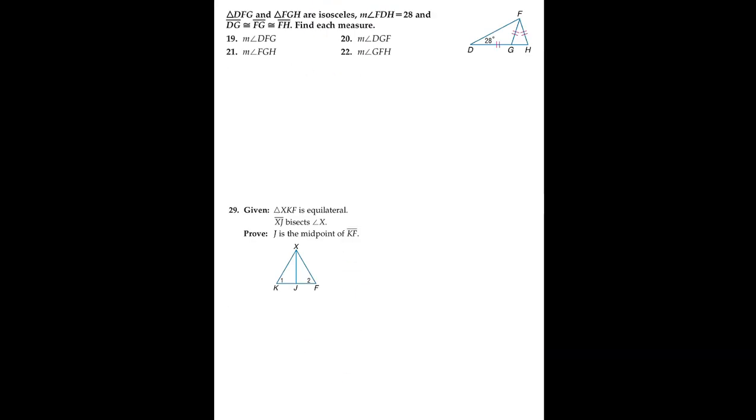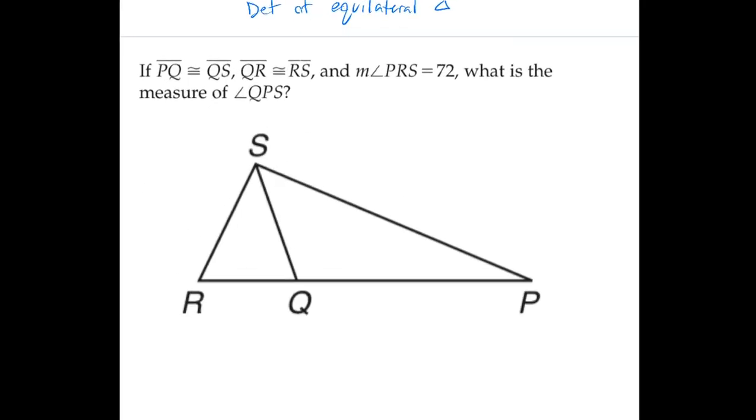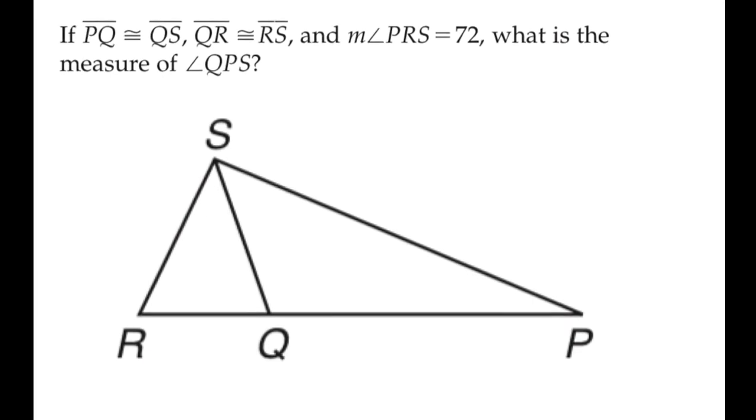Okay, well, what about this one? Okay, this is a really common one where you get 2 isosceles triangles side by side. There's like 10 of these in this book. Okay, so let's go. PQ is congruent to QS. And then we also have QR is the same as RS. And then they give us a single angle. So PRS, so this one over on the bottom left is 72 degrees.